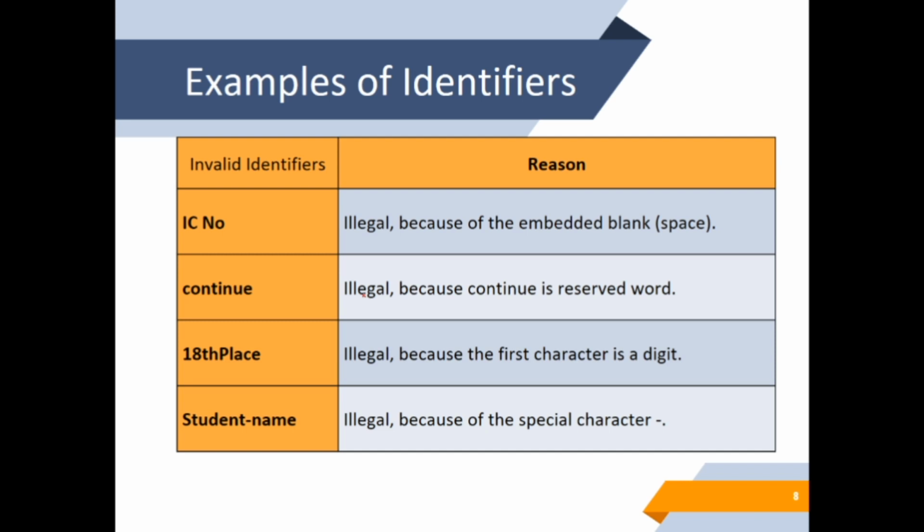Examples of identifiers. Number one, invalid. Why is it invalid? Because of the blank space. You look here, there is a blank space, so it is invalid. Number two, continue, also invalid because continue is a reserved word. So you should know the reserved words. Number three, illegal because the first character is a digit, cannot start with a digit. Number four, illegal because of the special character, the minus sign here. The minus sign makes it invalid.